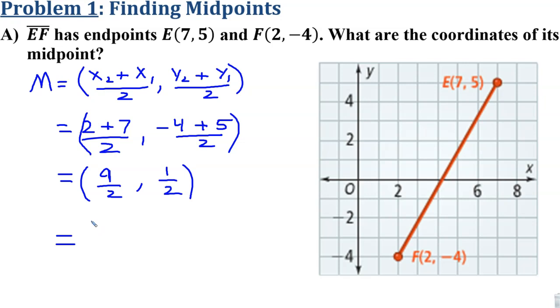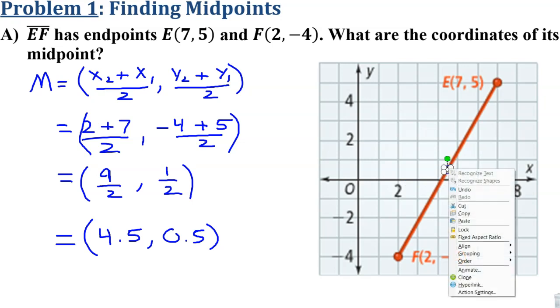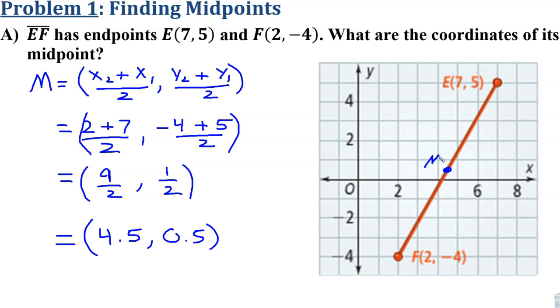Or I suppose we'd reduce this down to decimal form. Half of 9 is 4.5. And a half, we could just say is 0.5. Either way, that's our midpoint. And again, what we're looking for is the direct middle of this segment we have. If I plot this point, if I go over 1, 2, 3, 4 and a half, and then up a half, I'd say that makes sense. It looks like we found the correct midpoint.